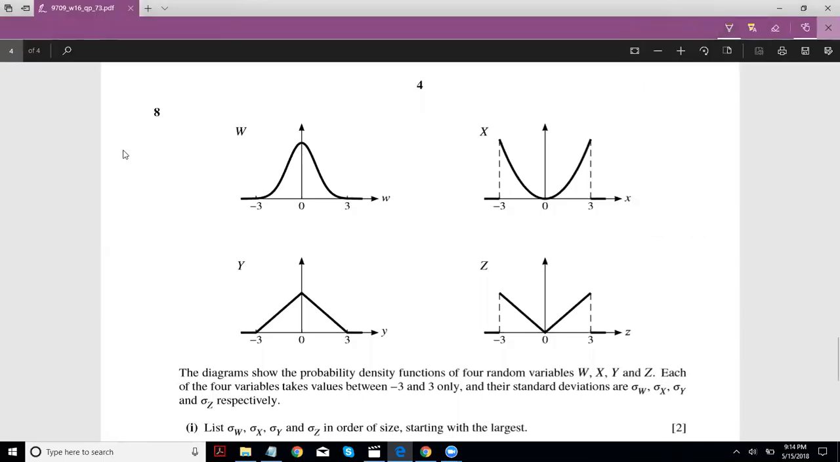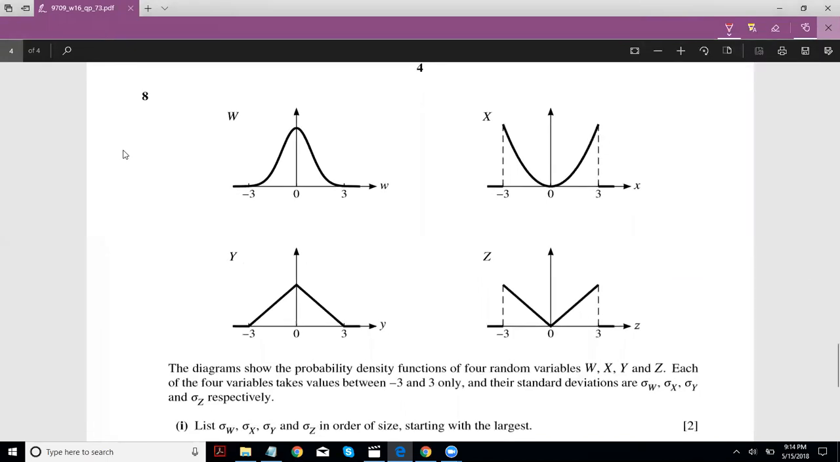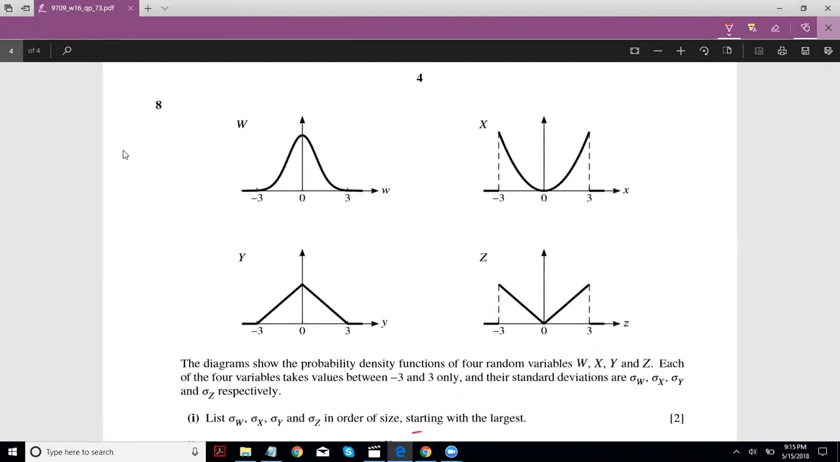Question 8, and part 1 was kind of interesting. Okay, so they have given you 3 probability density functions, and they want you to list down the standard deviation of these functions, starting with the largest, so in decreasing order.